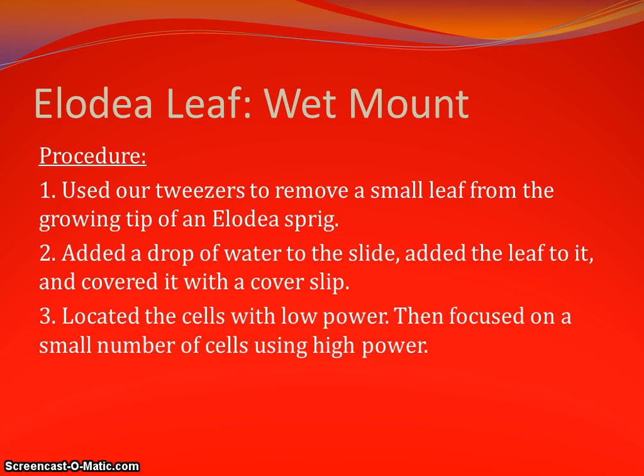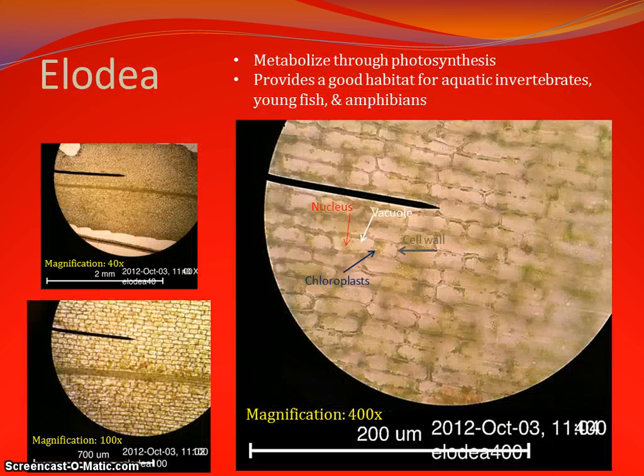And then we located the cells with low power and then focused on a small number of cells using high power. Here we can see the 3 microscopic photos we took of our Elodea sample. On the top left, we can see Elodea at a magnification of 40 times. Underneath that, we can see Elodea at a magnification of 100 times. And the large photo on the right is Elodea magnified 400 times.